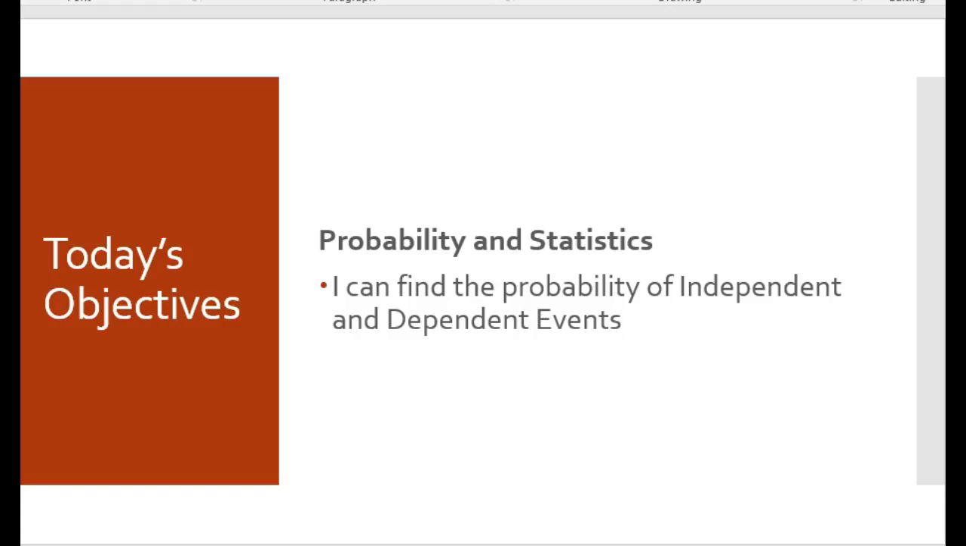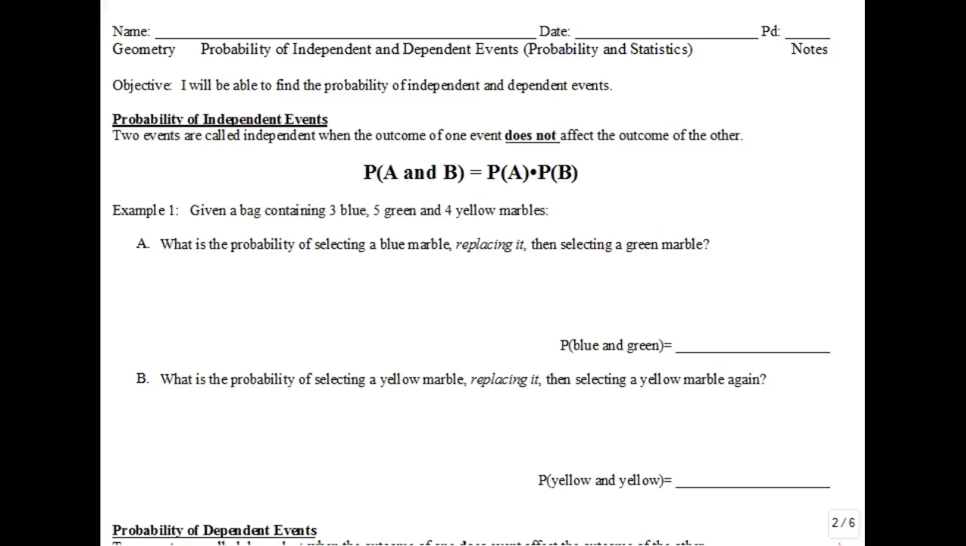So let's review today's objectives. I can find the probability of independent and dependent events. An independent event is when one outcome does not affect the outcome of another. In other words, you're resetting the problem back to its original state. In order to calculate the probability of independent events, you find the probability of each event separately and then multiply. Let's take a look at an example.